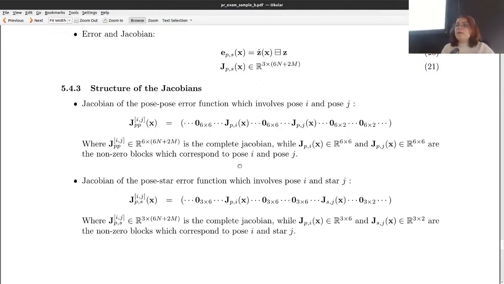Again, when we talk about the structure of the Jacobians, we mean this. We mean that you understand that we have, in this case, two kinds of error function, and that for each of them you specify the dimensions, and eventually write down the non-zero blocks and what their dimensions are.